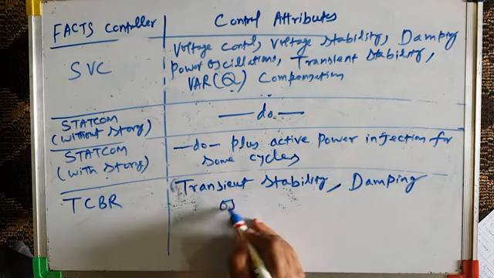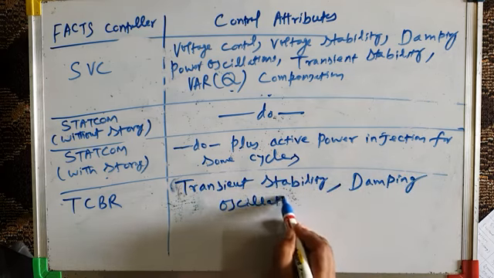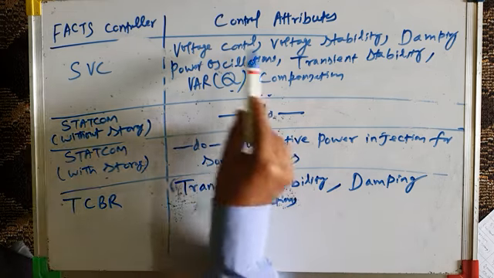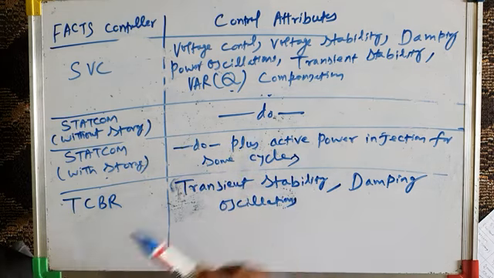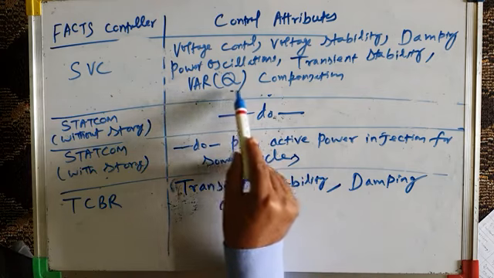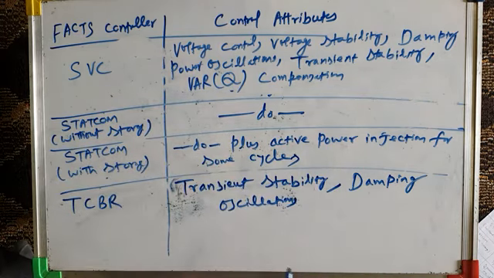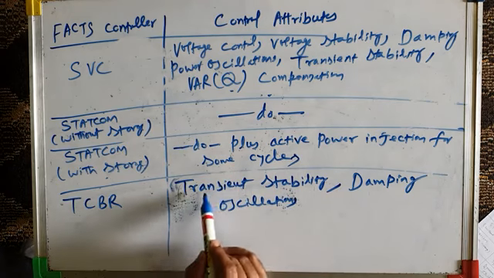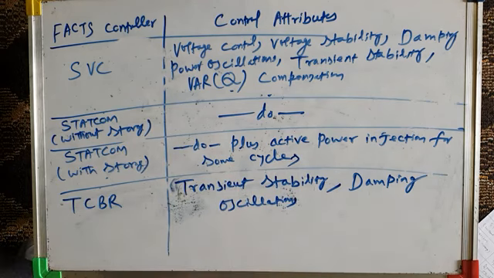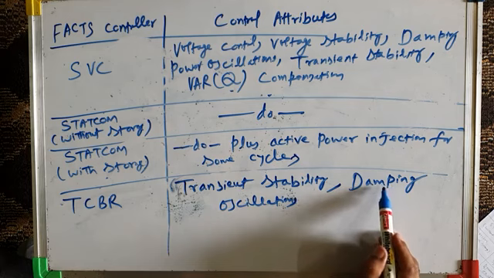Damping oscillations, power oscillations, or electromechanical oscillation. It cannot provide voltage control, it cannot provide voltage stability, right? It cannot provide reactive power compensation. It has only two control attributes. It's used to improve the transient stability of the power transmission system, and also damping power oscillations.